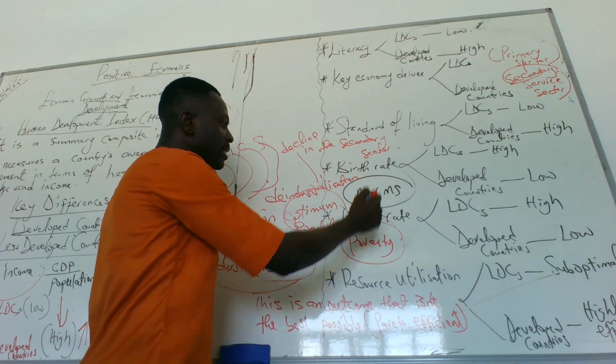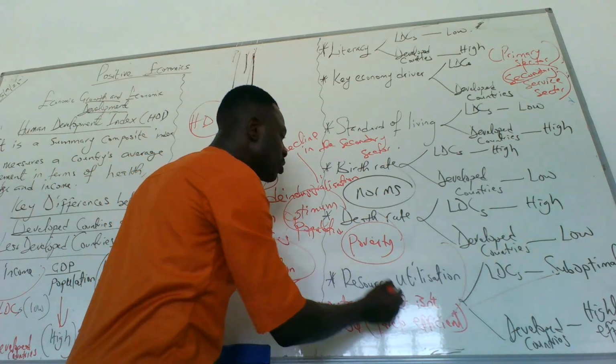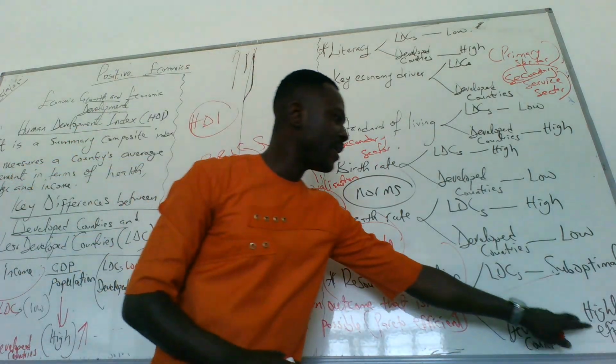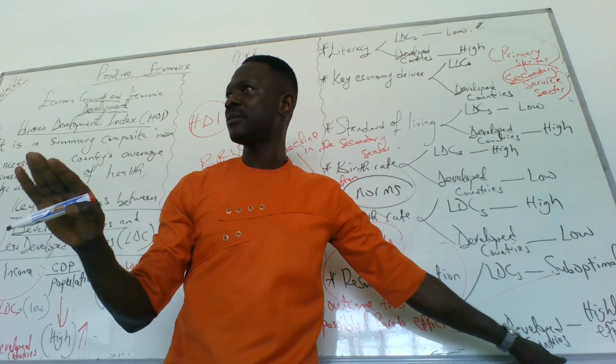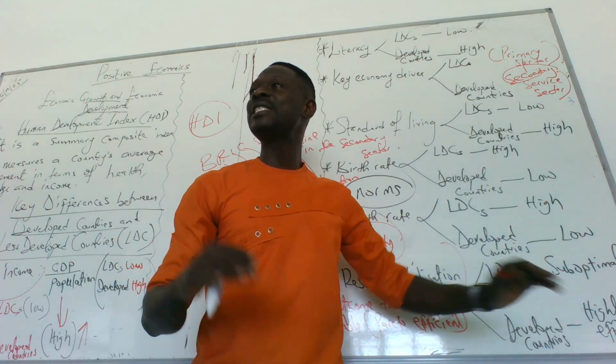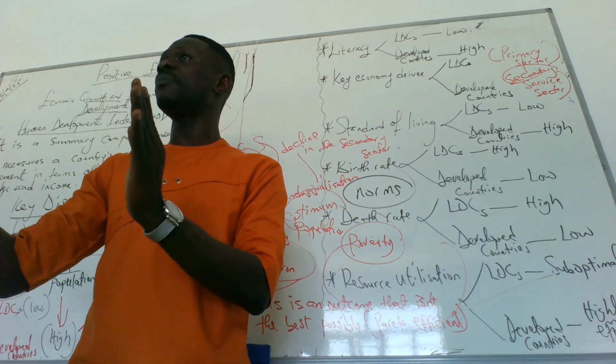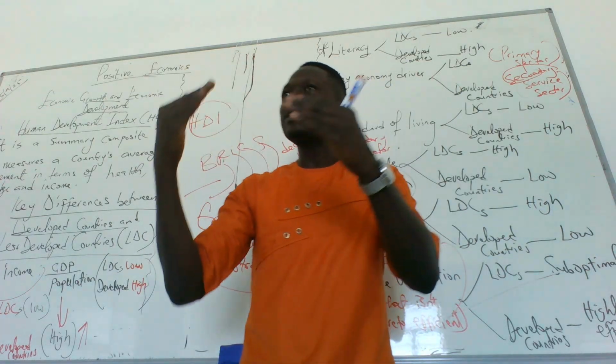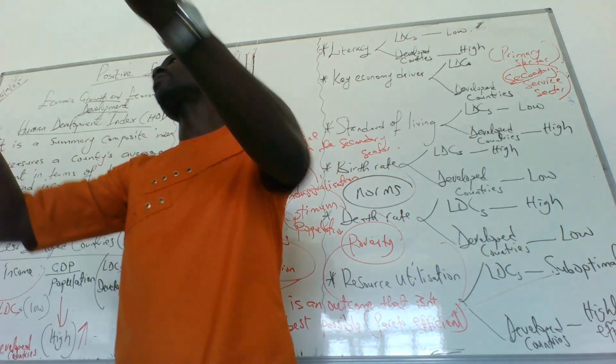Therefore, on resource utilization, developed countries are highly efficient, but less developed countries are still suboptimal. And what is suboptimal? It simply means that the resources they have, they are not using to full capacity.